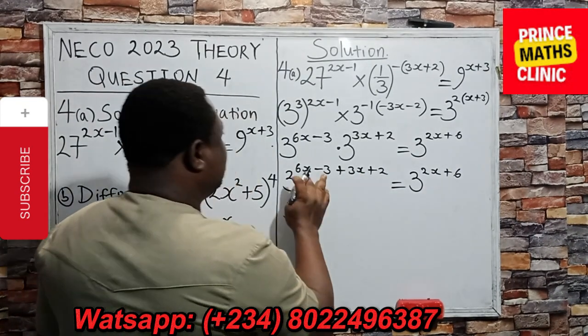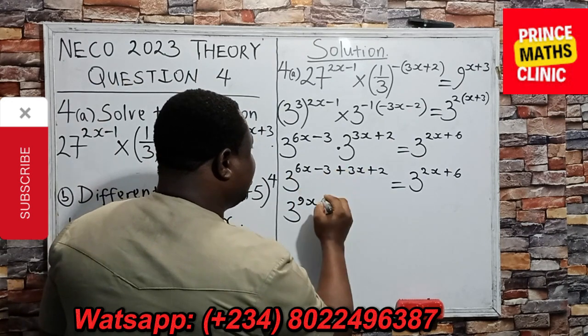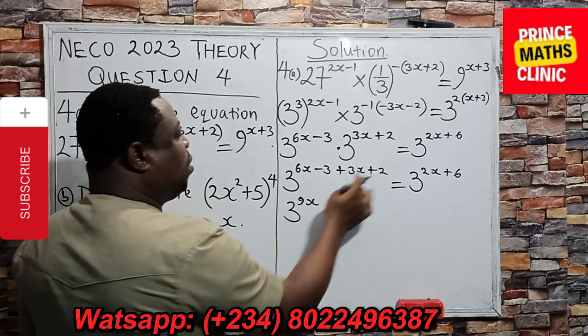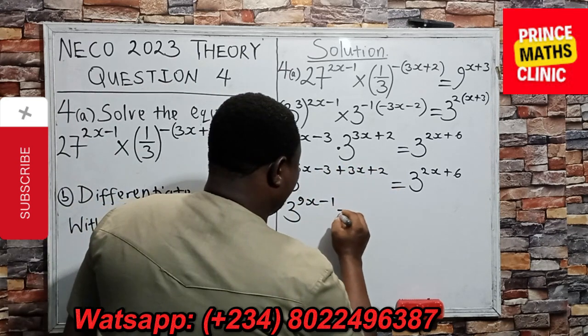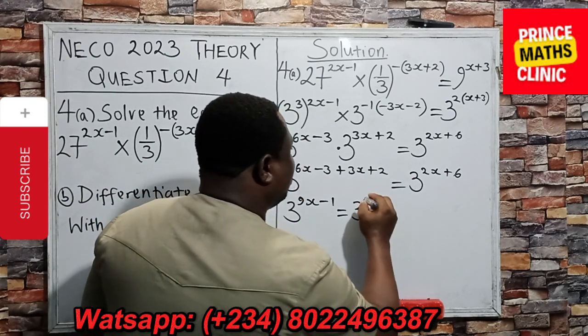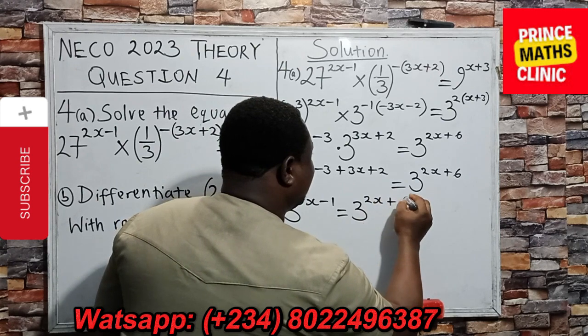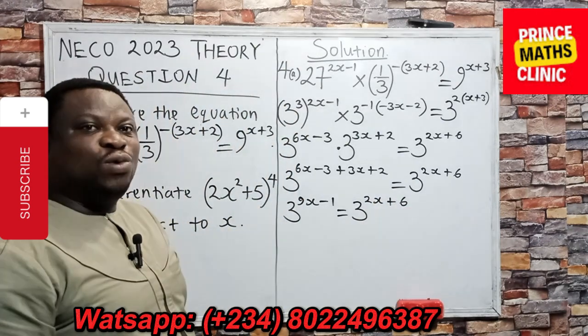So 6x plus 3x is 9x, and minus 3 plus 2 gives us minus 1, equal to 3 to the power of 2x plus 6.